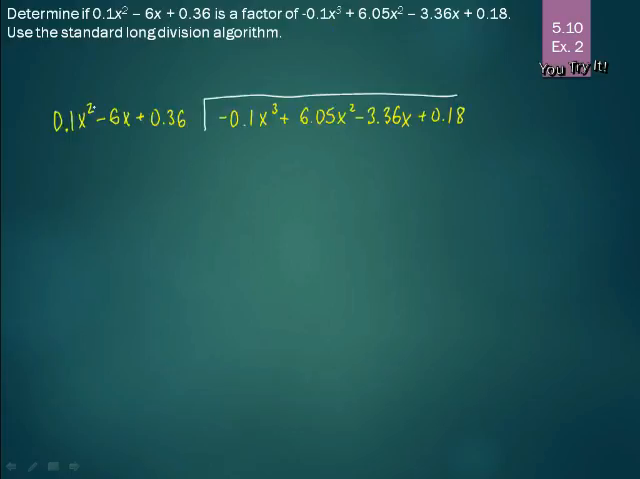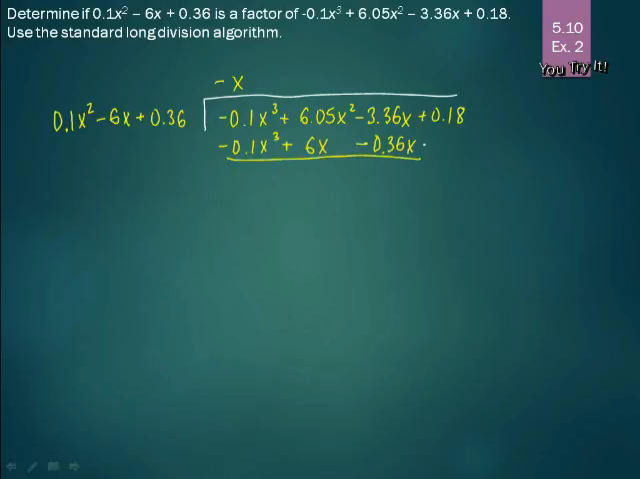So we need to know what times 1/10 x squared will give us negative 1/10 x cubed. So we have the same number except one is negative, so we'll need to multiply by negative. And then to get from x squared to x cubed, we need to multiply by an x as well. So then multiplying negative x by all three terms, negative x times 1/10 x squared gives us negative 1/10 x cubed. Negative x times negative 6x gives us positive 6x squared. And negative x times 36 hundredths gives us negative 36 hundredths x.